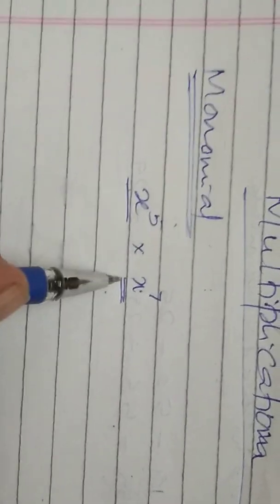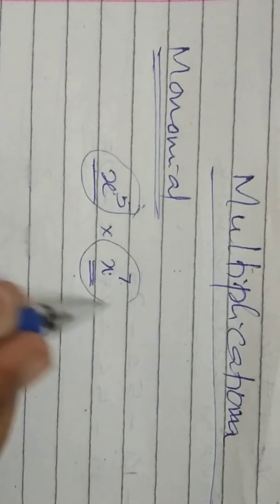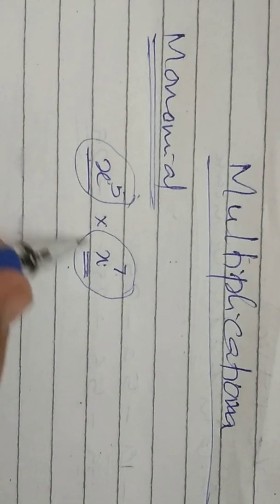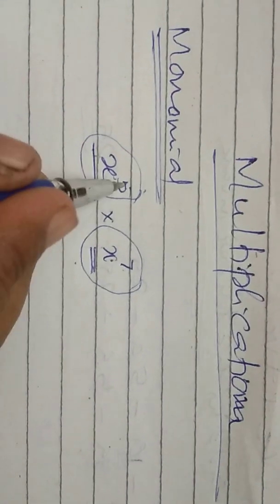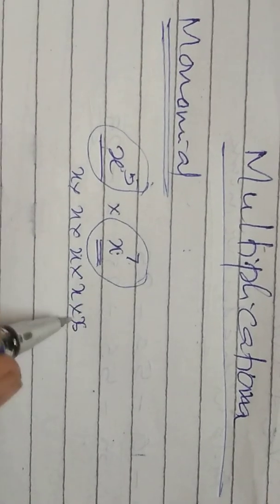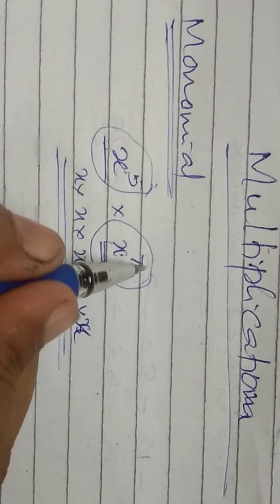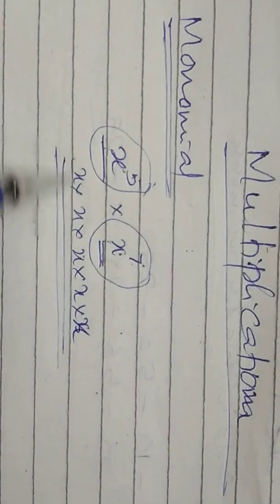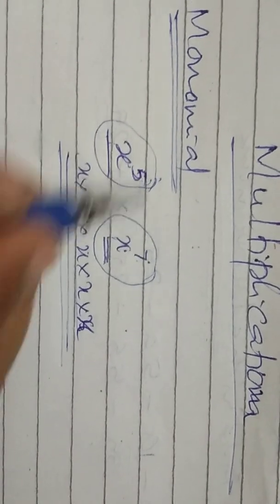Here, x raised to 5 and x raised to 7. This is the exponential form, or index form, of the expressions. This x raised to 5, as we studied in the first chapter, means x into x into x into x into x. That is, x is multiplied 5 times. Just like x raised to 7, x is multiplied 7 times. So we have written x raised to 5 in the power form.